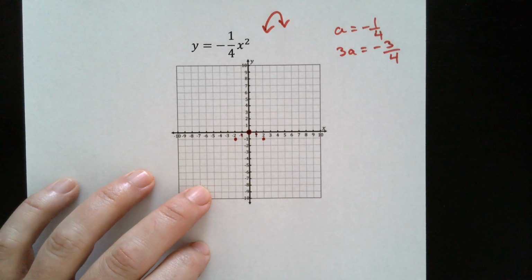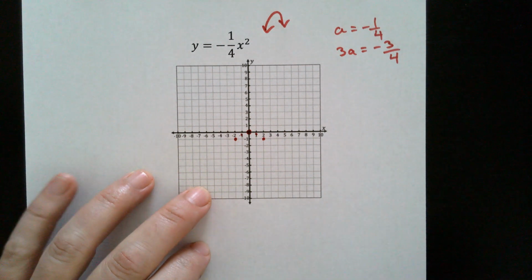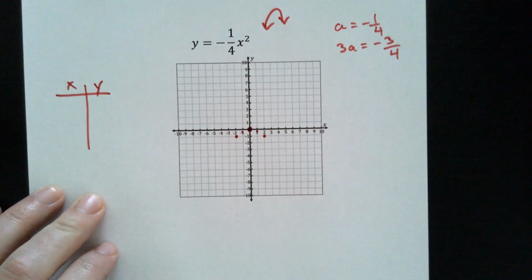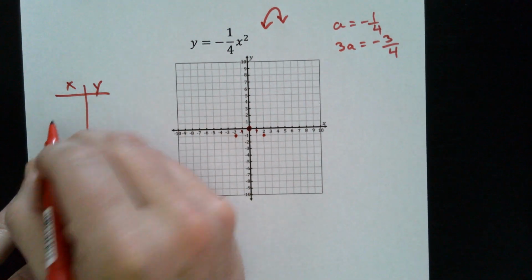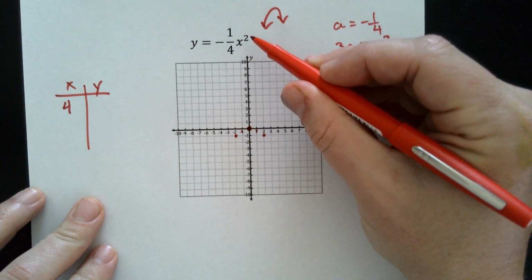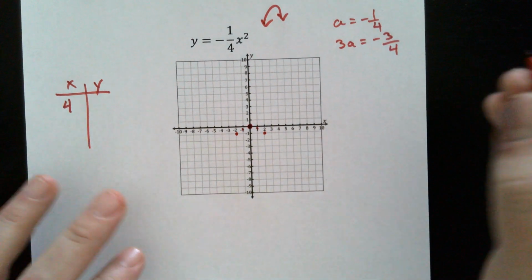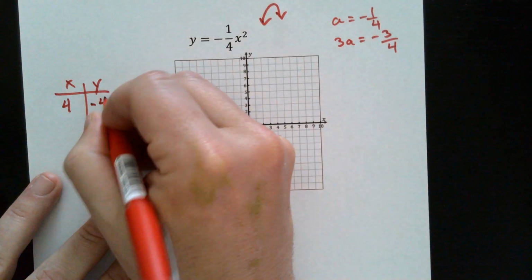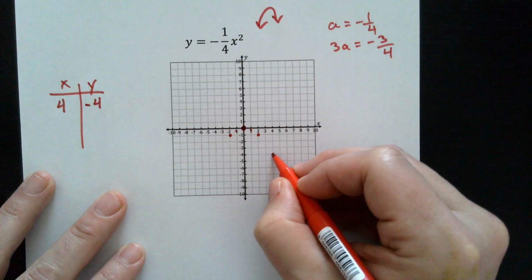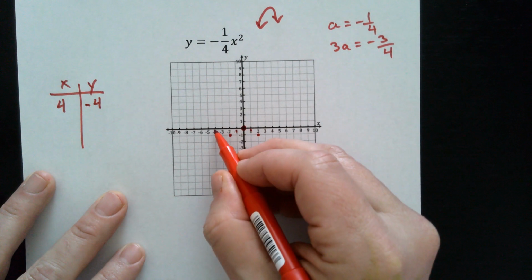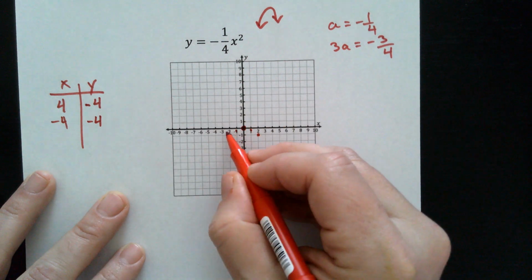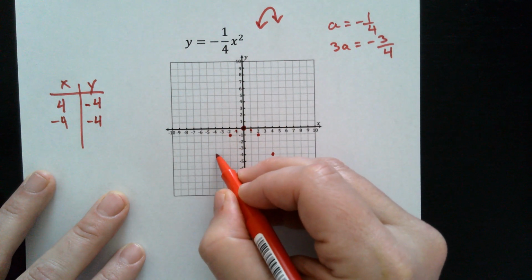You could plug in some other points. Let's try 4. What would happen if I plugged in a 4 on my XY T chart here? So if I plugged in a 4, 4 squared is 16. 16 times negative 1/4 is negative 4. Okay, so it would be 4, negative 4. And you can do the same thing on the left because you plug in negative 4 is also going to give you a negative 4 out. So 1, 2, 3, 4.